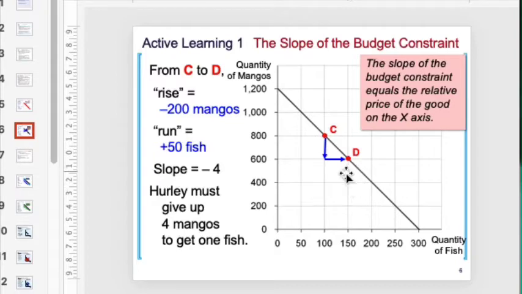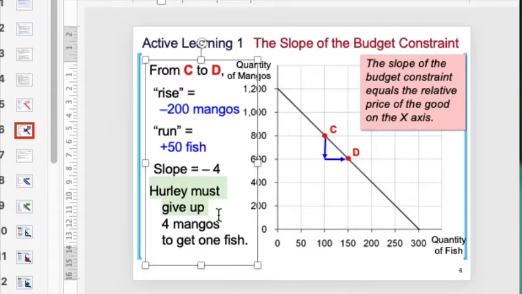and that's the slope. So this means that she has to give up 4 mangoes to get 1 fish. So this is the simple slope formula, y2 minus y1 over x2 minus x1, and we want to figure out what is the slope of the budget constraint. The slope of the budget constraint is called the relative price.